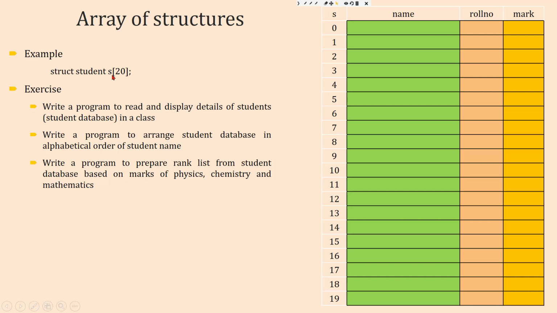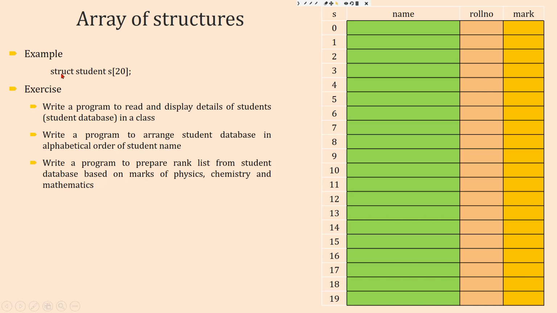Here, struct stud s of 20. The index value will range from 0 to 19. Index value 0 contains 3 fields: name, roll number and mark. Similarly, index value 1 will contain 3 fields: name, roll number and mark. Compare a single structure variable student with an array of structure variable student. Now it looks like a table. Table means these are all related data. It can also be called a student database or student details.